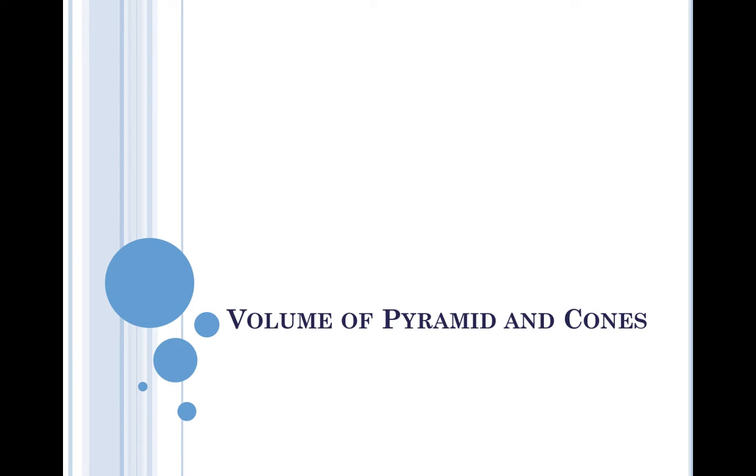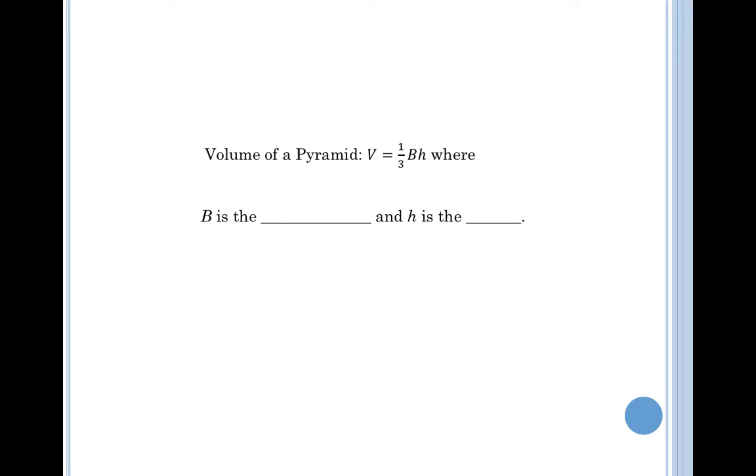What we're going to learn how to do today is find the volume of a pyramid and cone. So in order to begin, you have to first know what the general formula is. It's V equals 1/3 BH. Notice how the B is capitalized. It's going to change depending on the base. B stands for the area of the base, and H stands for the height.